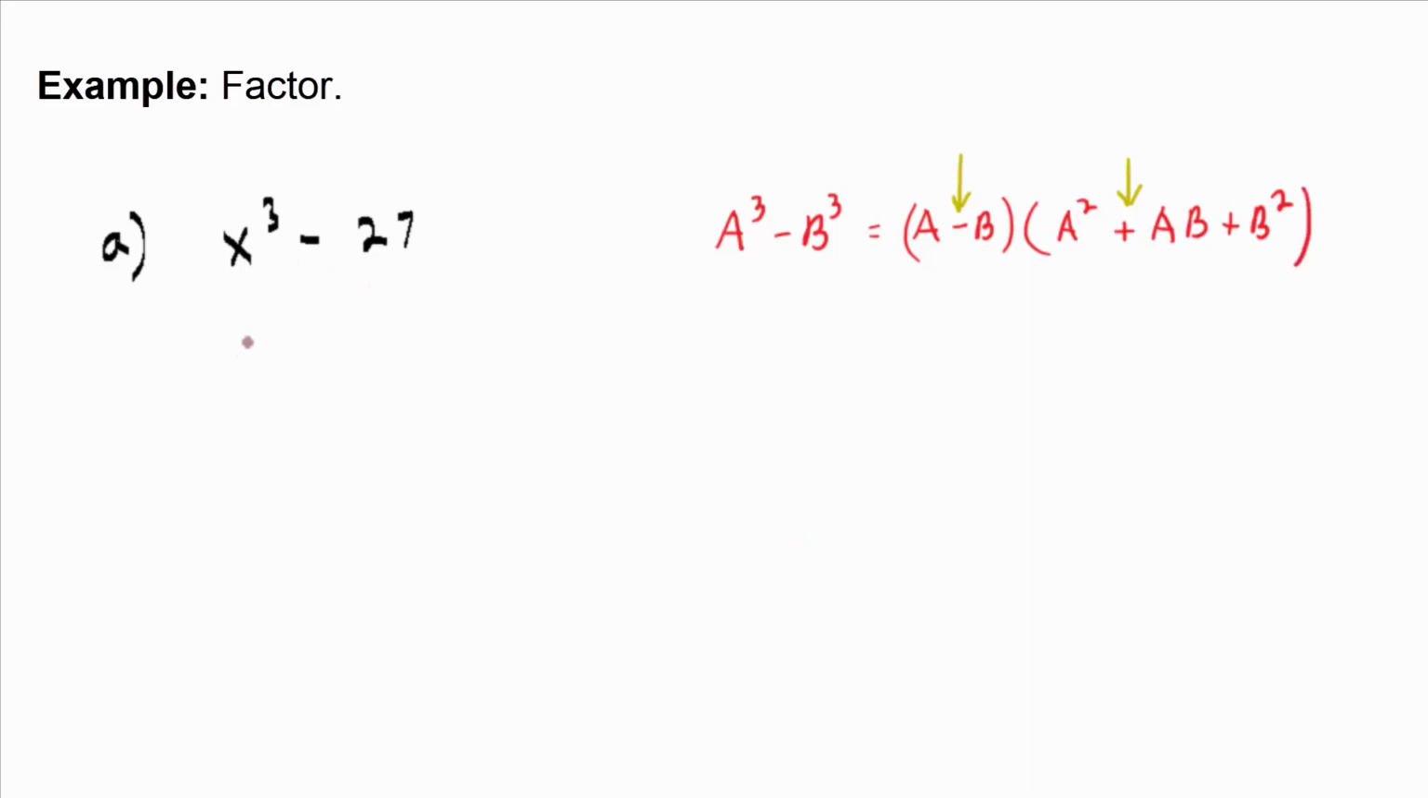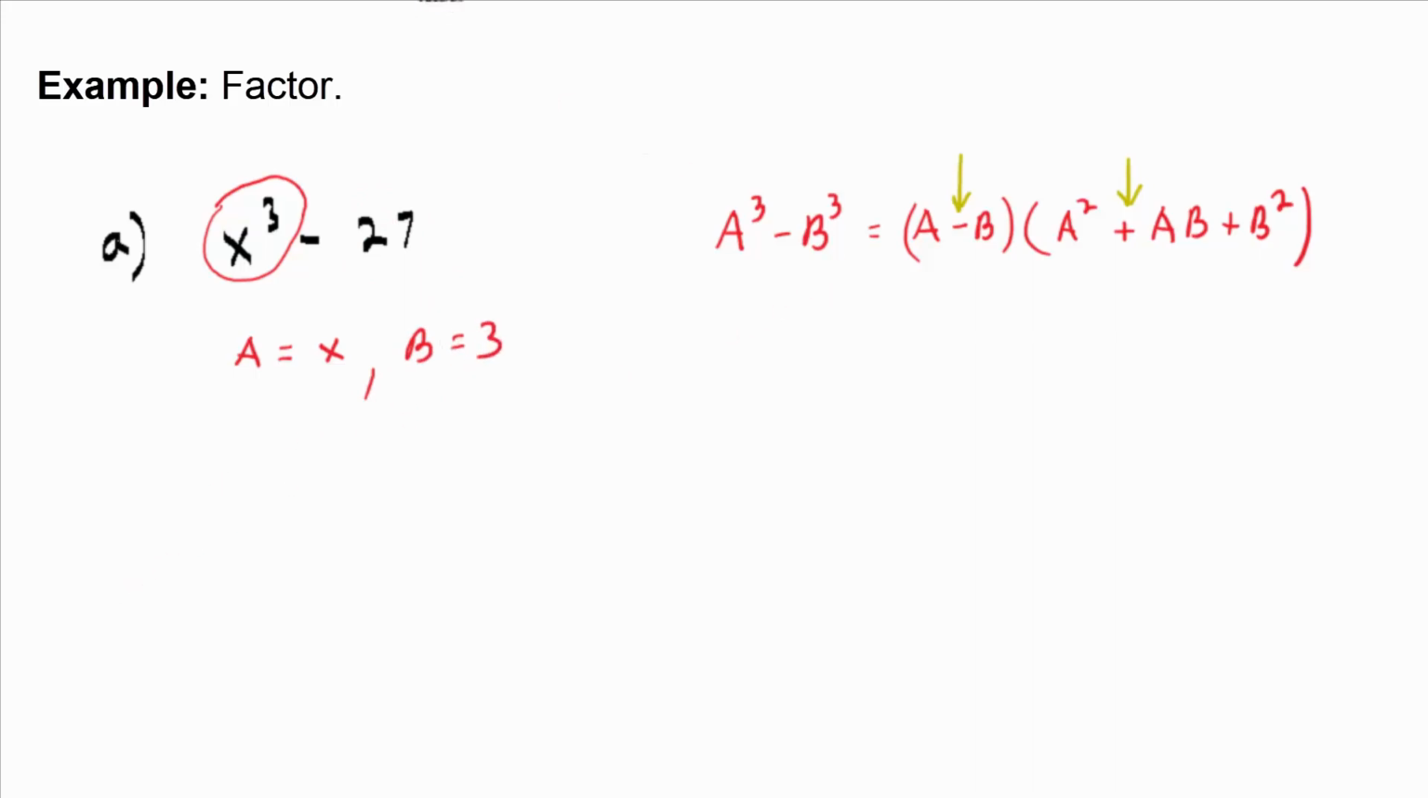Okay, so what's acting like a here? What are you cubing to get x cubed? X. So another way of thinking about that is what is the cube root of x cubed? It's x, right? Okay, what are you cubing to get 27? Well, that's b then. B is 3.